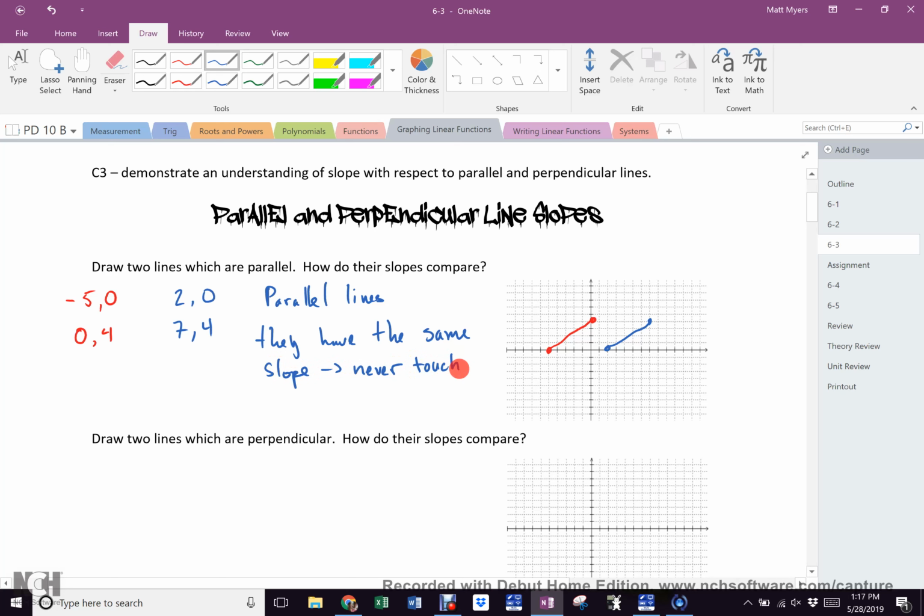Now, everybody understands this. Everyone's like, sure, parallel means they don't touch. Sure, it means they have the same slope. But what does it mean if I said there's a third line that is parallel to these two? What do you know about that third line? It too has the same slope. What if I told you two lines have the same slope? What do you automatically know? That they're parallel. It works both ways. That's the easy part of today. Everyone's good with it, yes? Okay.